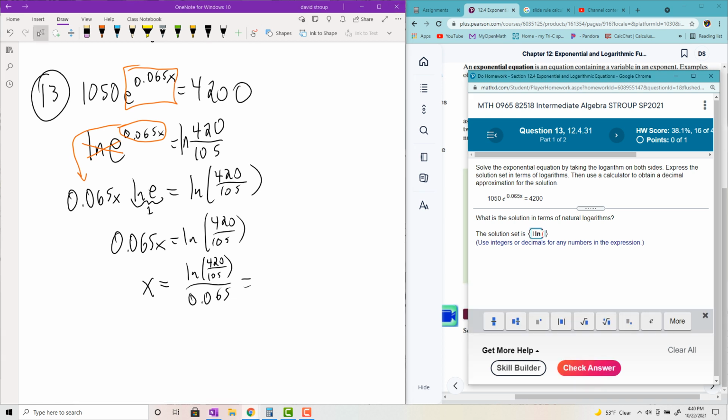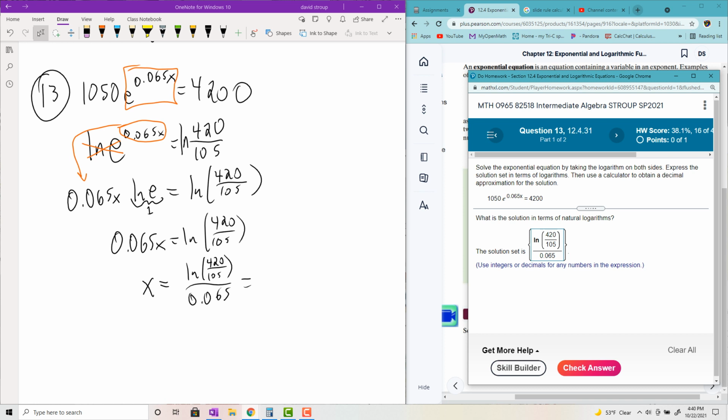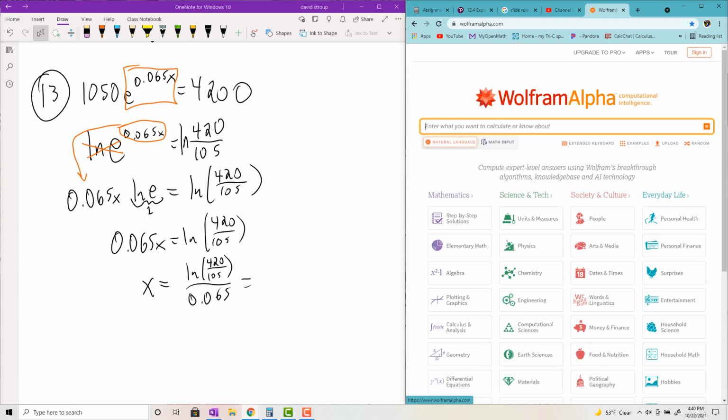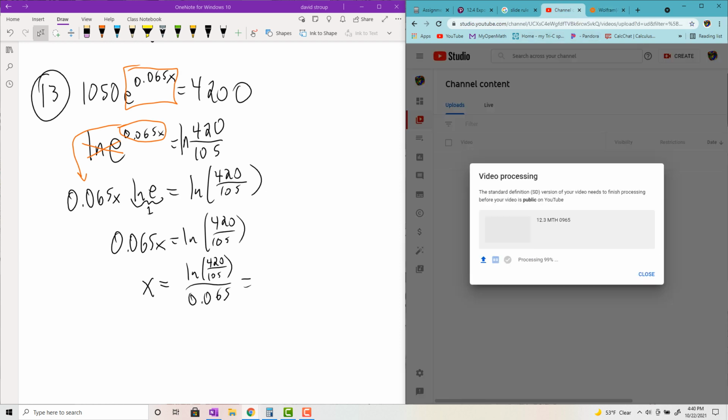Okay, so ln of 420 over 105. I hope they don't want me to simplify that. You know how they are, though. Divided by 0.065. Yeah, they want me to simplify that. Just go to Wolfram. 420 over 105 is 4.